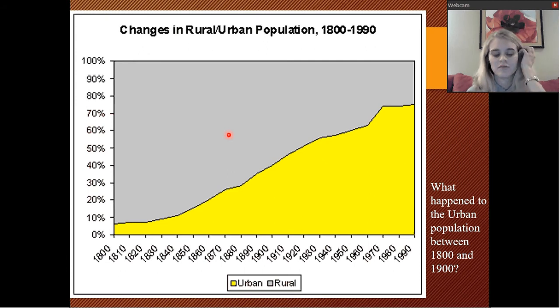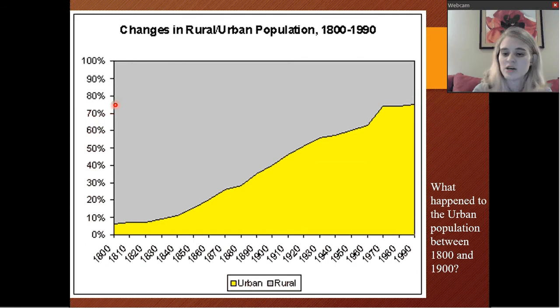So just to give you a look here, if you look at 1990, just showing you how to read this graph. If you look at 1990, it goes all the way up here. So that's about here on the graph. So that tells you that about 75% of the U.S. population in 1990 lived in cities, whereas the last 25% was a rural or a country population.